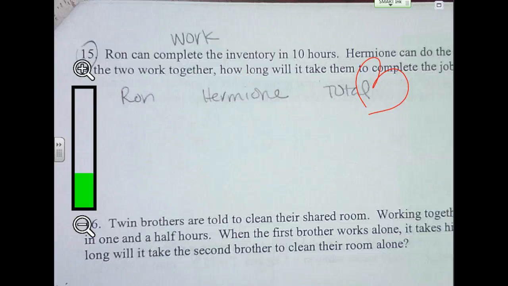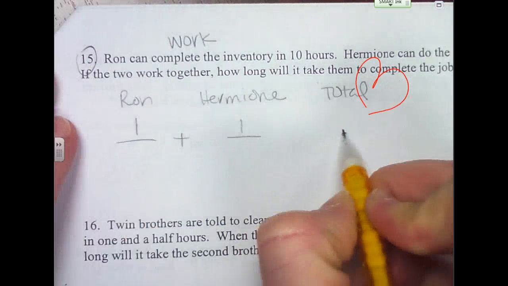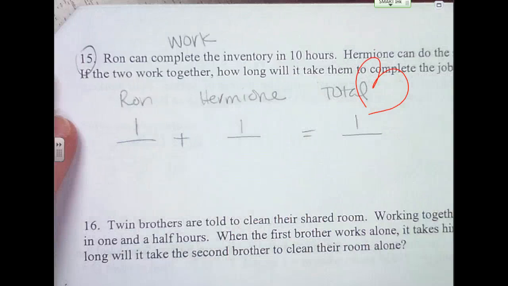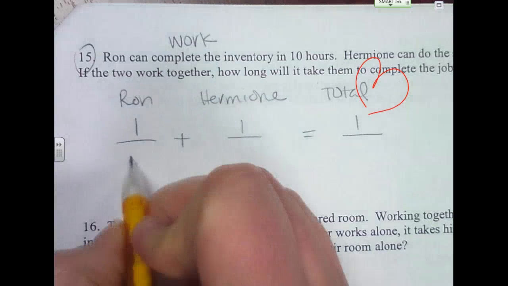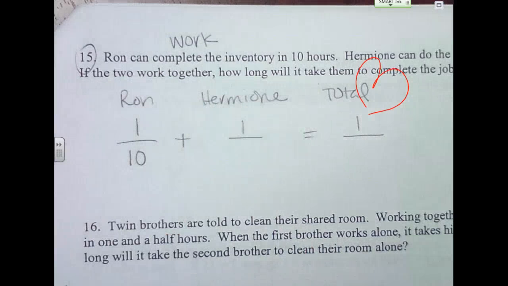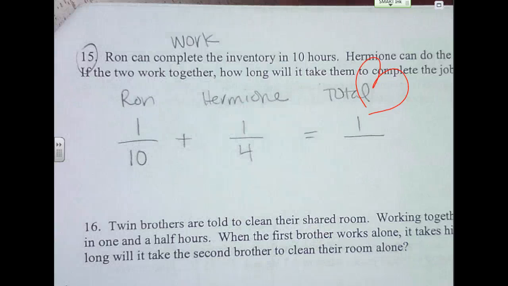Okay, so when you do a work problem, it's always 1 over plus 1 over equals 1 over. So on a work problem, it's always like that. So if Ron can complete it in 10 hours, put a 10 on the bottom. Hermione can do it in 4 hours. So what will I put under for the total? X. X, good.